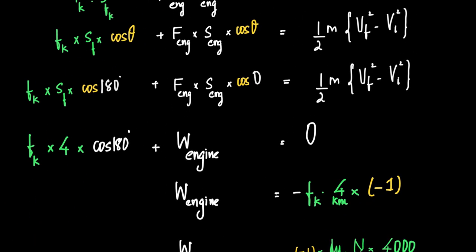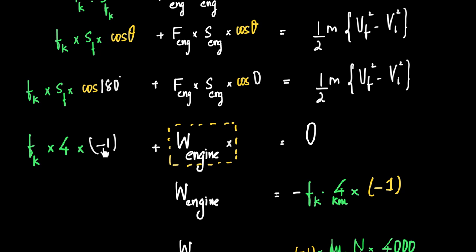Therefore cos 180 can be replaced by minus 1, and cos 0 can be replaced by 1, right? Since it is 1, I'll just write it as work done by engine, because that's what we want to find out. I'll just highlight it as work done by engine. We don't have the value of the force exerted by the engine, so we just write it down as work done by the engine.